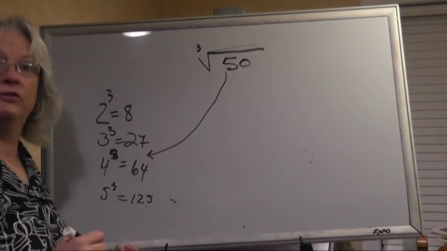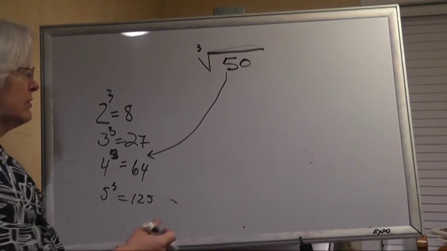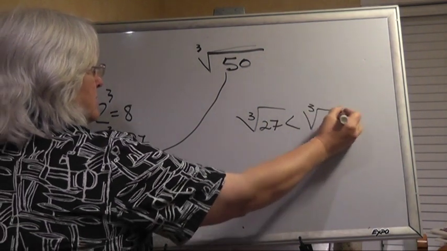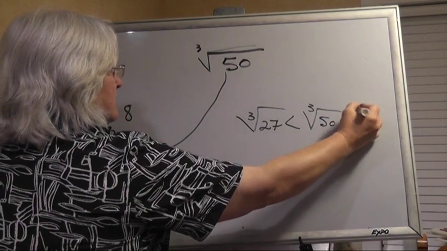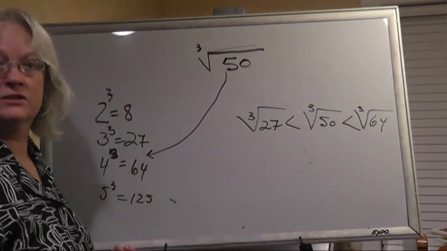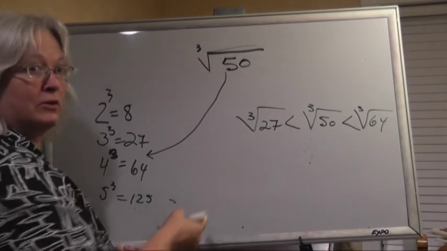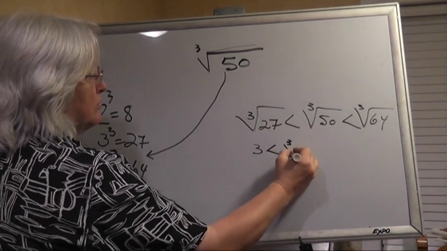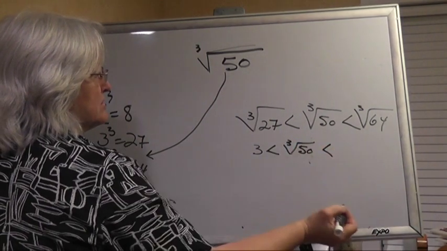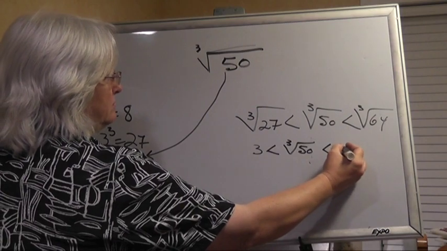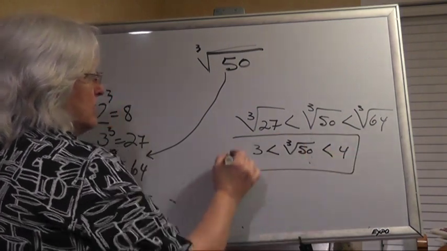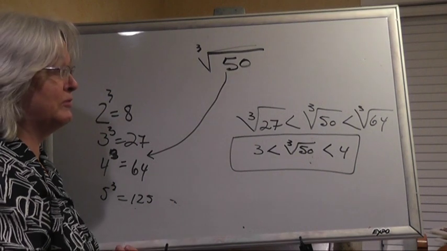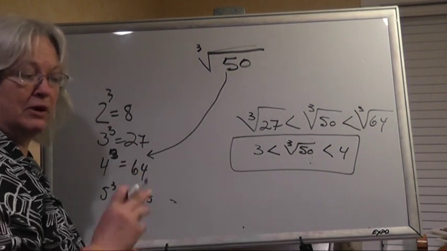Well, 50 lies between 27 and 64. So we can say the cube root of 27 is less than the cube root of 50, which is less than the cube root of 64. Perfect cubes, you have to simplify where you can. The cube root of 27 is 3. 3 is less than the cube root of 50, which is less than the cube root of 64, which is 4. So this is what you're doing when it asks you to find the integers between which the cube root of 50 lies. And this is how you would write the answer to this problem.